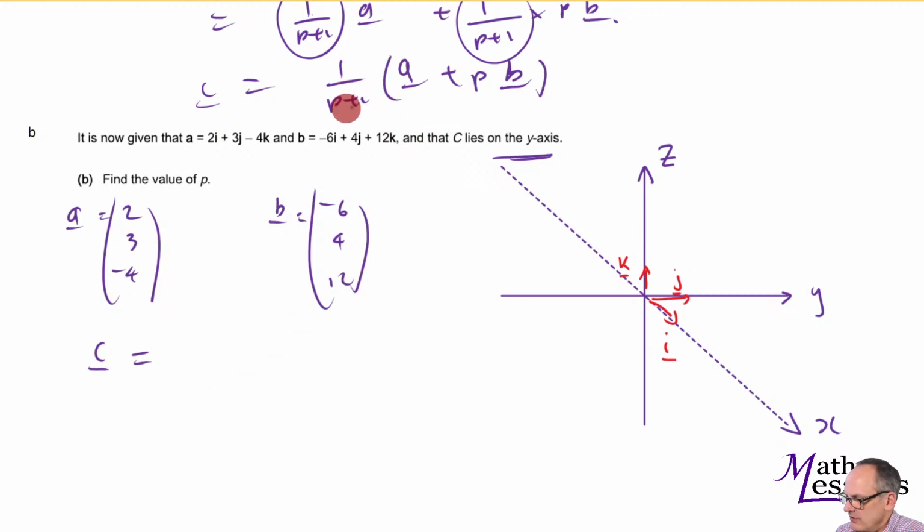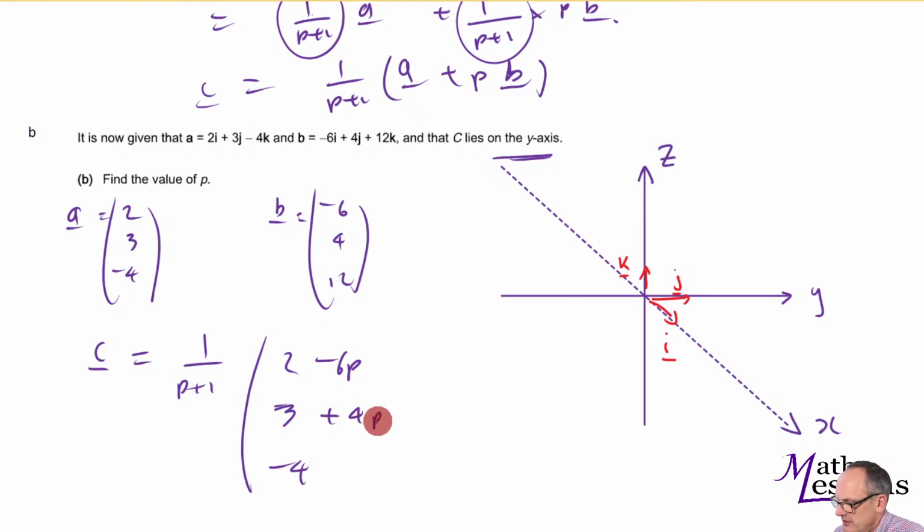Well, C is 1 over P plus 1 times A plus PB. So let's just write 1 over P plus 1. And then we've got A, and A is 2, 3, and minus 4. And we've got P lots of B. So let's add on P lots of B. P lots of that is going to be a minus, so let's change that sign to a minus: minus P times 6, because P times 6 is the same as 6 times P, plus 4P plus 12P.